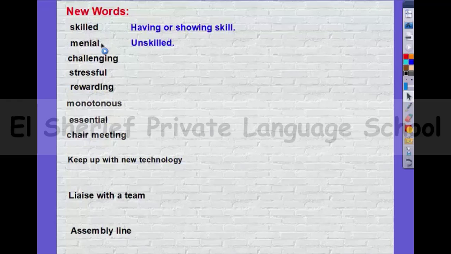Menial, unskilled. So it describes work that is boring, that makes you feel tired and is given a low social value. For example, it's menial work such as washing dishes and cleaning floors. Challenging, difficult or hard to do. So it's difficult, but at the same time it's interesting. I can say this has been a challenging time for us all.